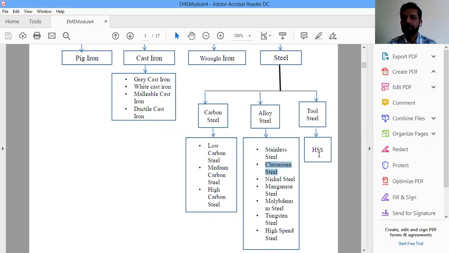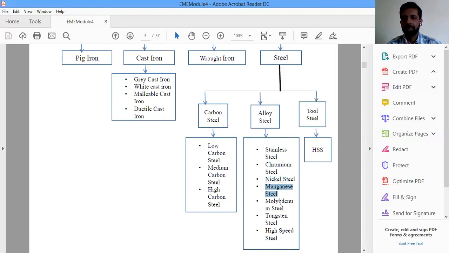Chromium steel, okay. Chromium steel also looks almost like stainless steel, but the chromium content in this particular type of steel is very high, so it becomes very corrosion resistant. They cannot be corroded so easily, right? So that is a different form. Then nickel steel, where nickel is also going to be a major portion next to the iron content in this particular type of steel.